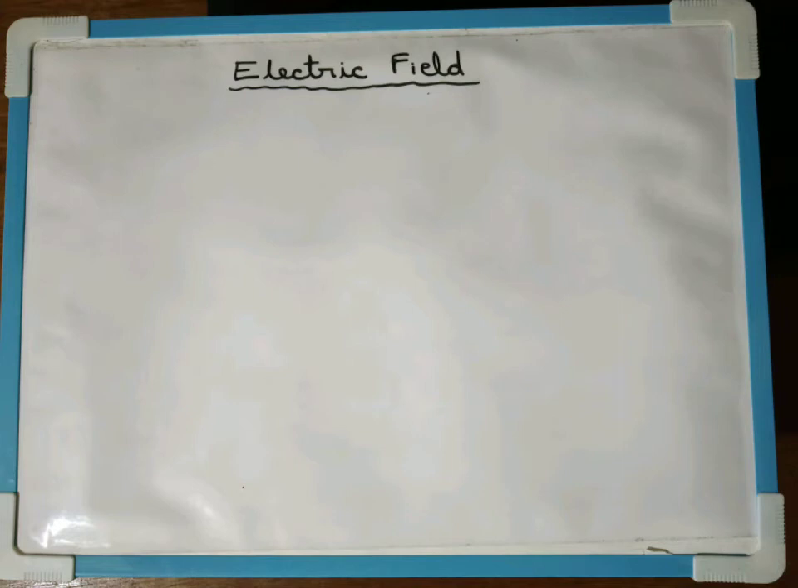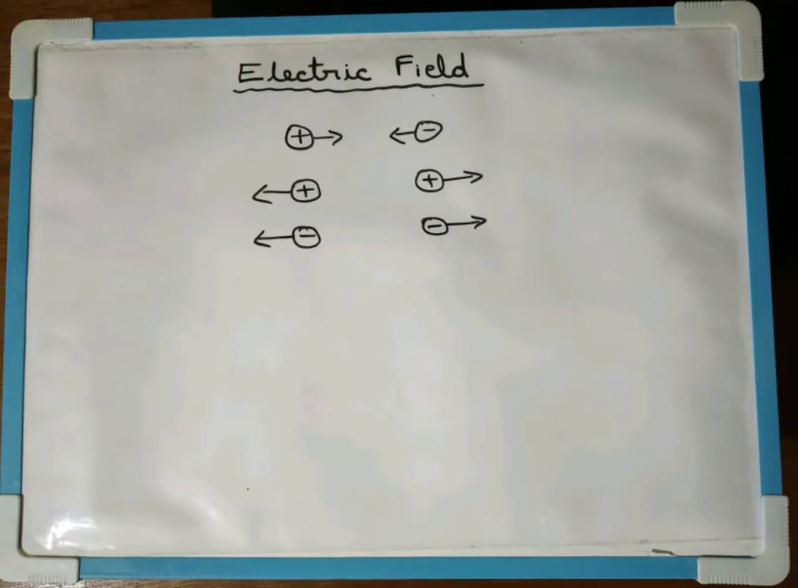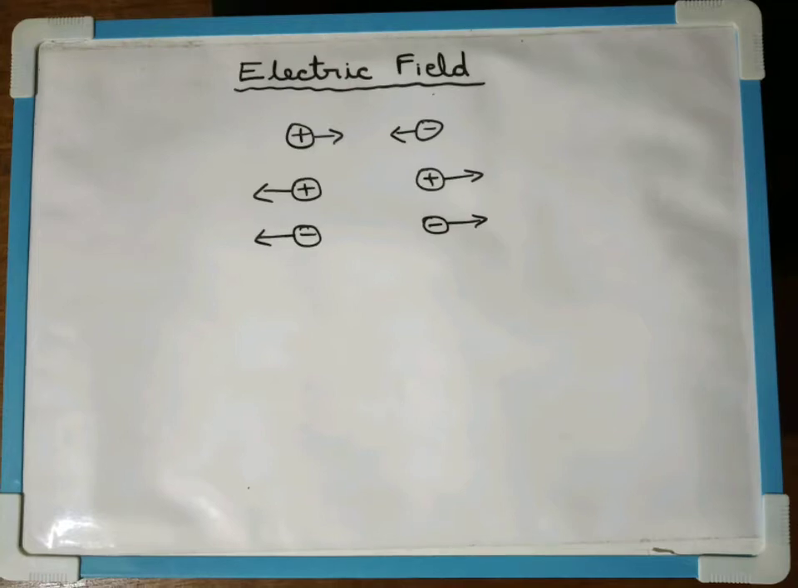In this video, we shall learn about an electric field. Now we know that any two charges will experience a force of attraction or a force of repulsion. If we have a positive and a negative, then it will be a force of attraction. Both the charges will experience a force of attraction. If it's a positive and a positive, or a negative and a negative, they will experience a force of repulsion. Both these charges will experience a force of repulsion.